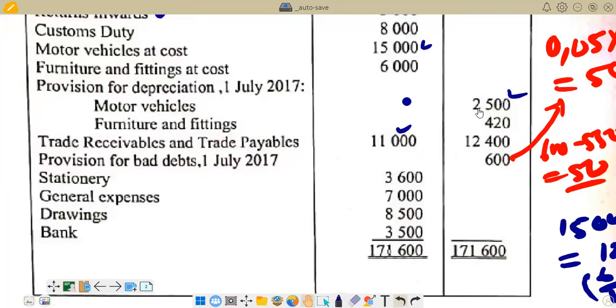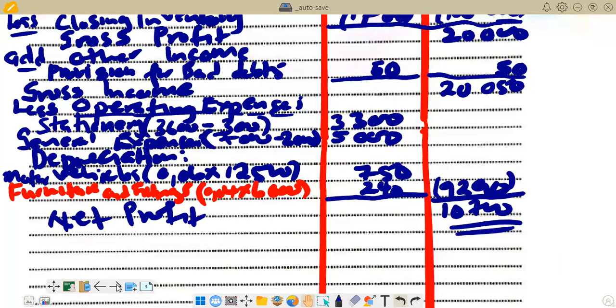the accumulated depreciation. Remember, accumulated depreciation explains the depreciation of the non-current asset from the day it was bought until today. So today is the end of the year. So 2,500 is what was there, and what we calculated this year, we add to get the accumulated depreciation. When we calculated depreciation for the year, we got 750 for motor vehicle. So we just say 2,500 plus 750. So we go there and summarize that working.